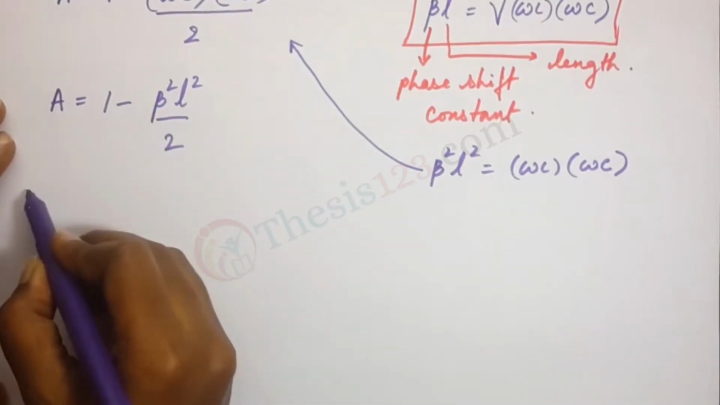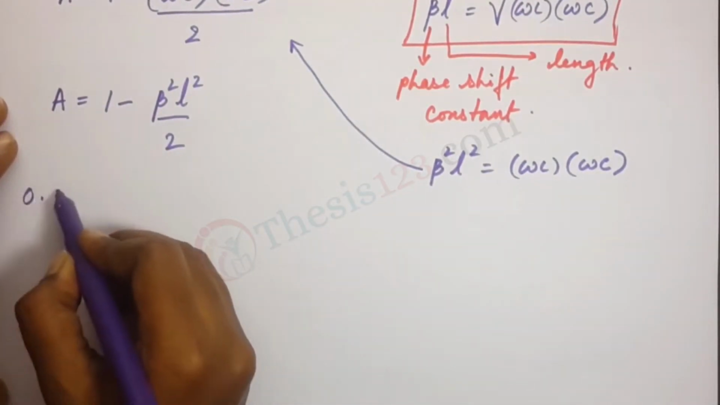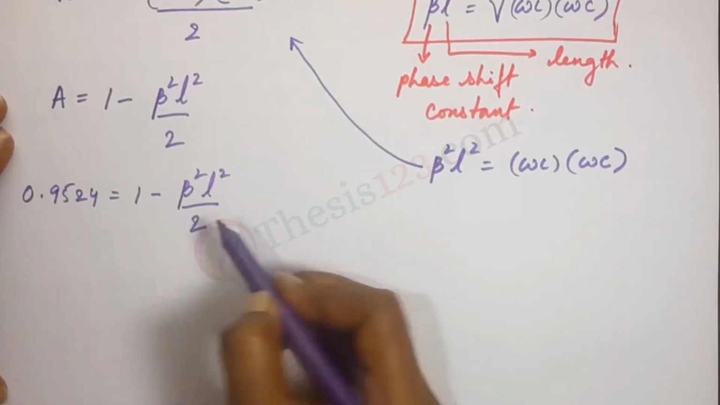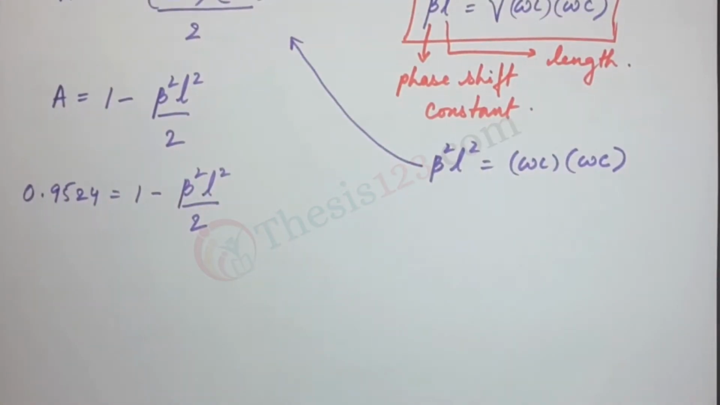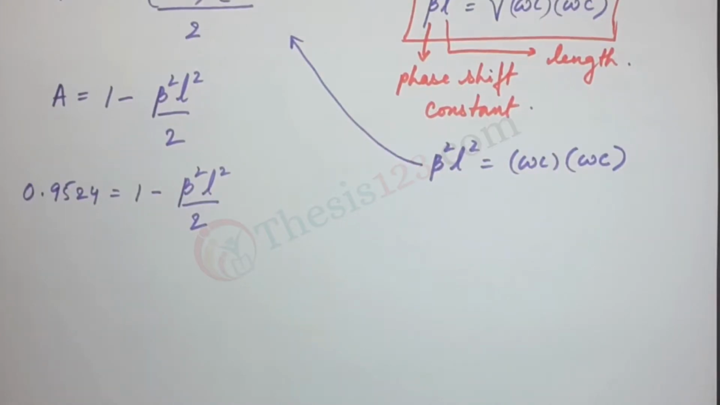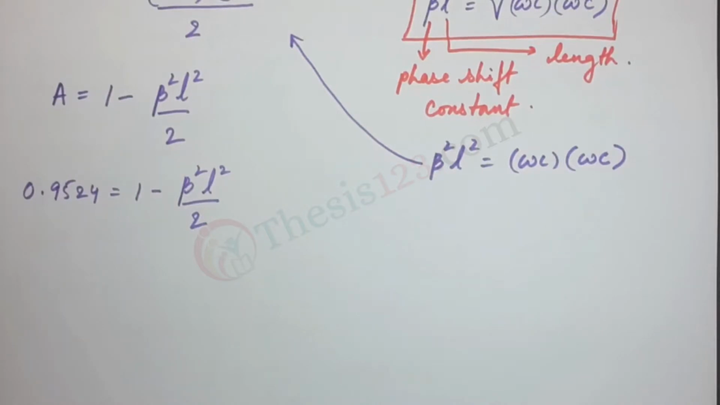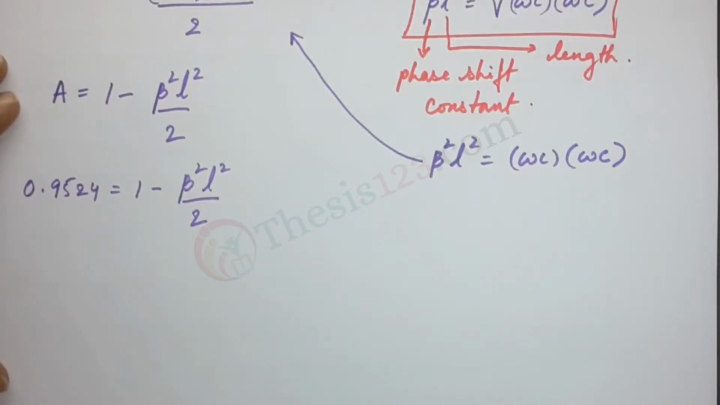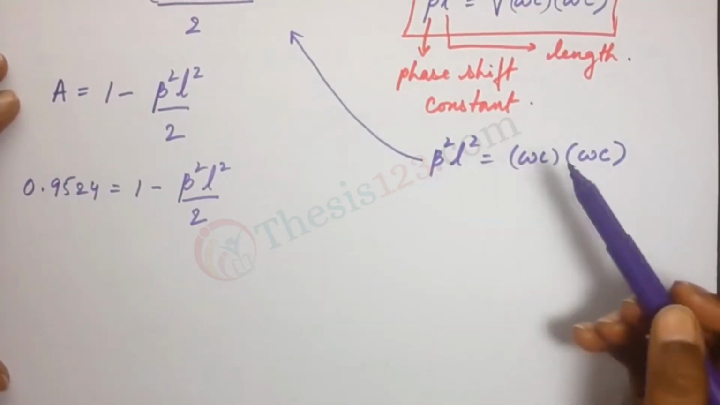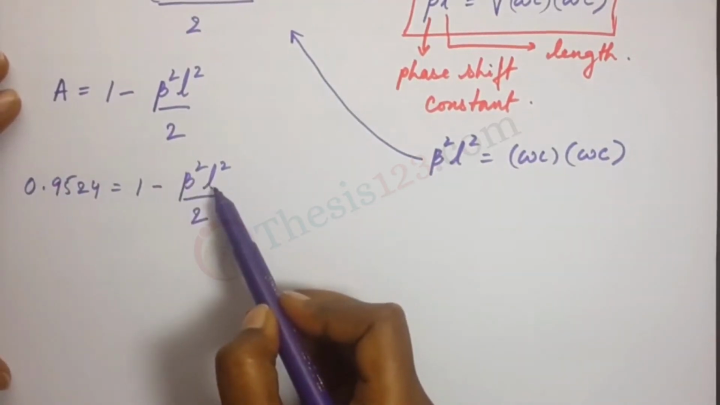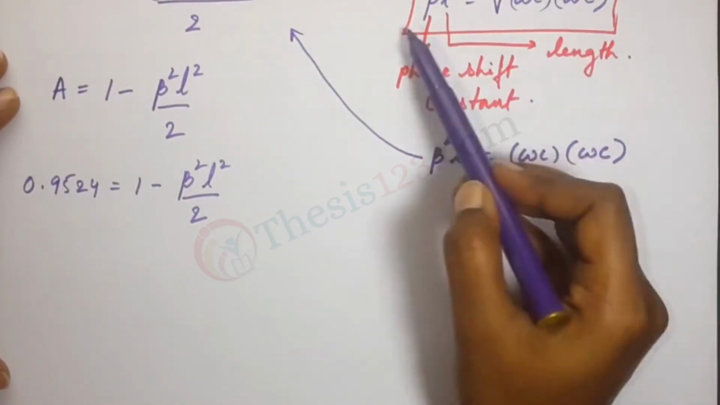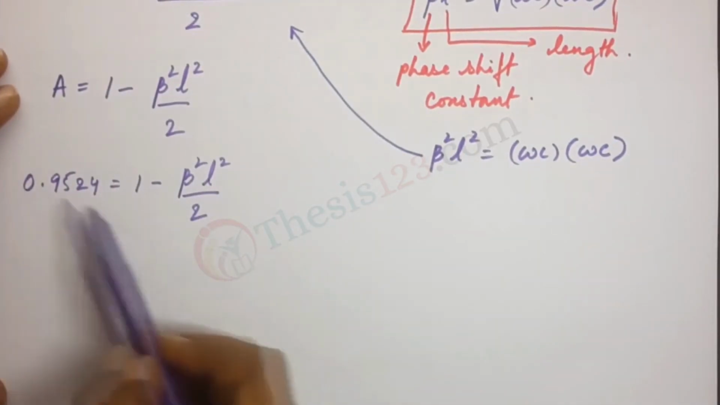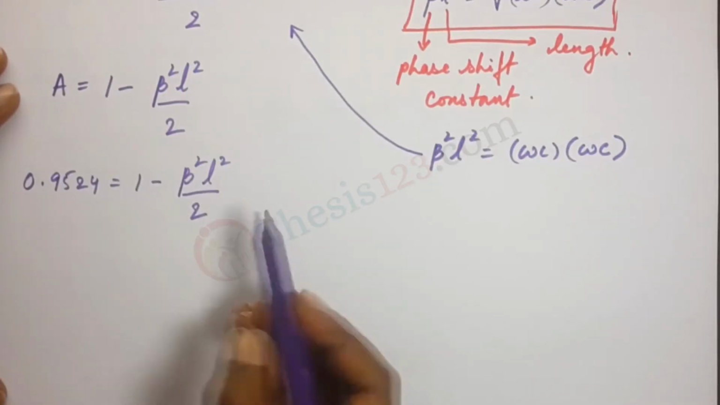Let's substitute the value for A now. We have A, 0.9524, is equal to 1 minus beta square L square by 2. Now the reason I have brought all of this up is because we require the length of the transmission line. So as many relations that you can remember, it's good to keep them in mind while working on this, because you will have to use some relations in order to substitute them and get it in terms of the unknown variable that we are looking for. Now because we are looking for L, I used this formula and then substituted that in terms of A to get this. So let's cross multiply and try and get it in terms of beta first.